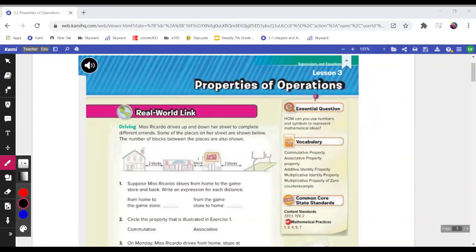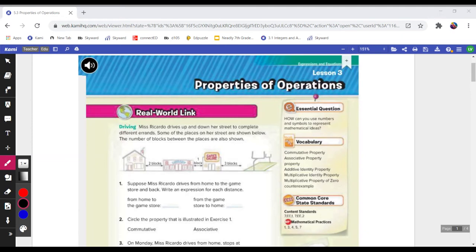Chapter 5, Lesson 3, Properties of Operations. Real world link. Driving. Miss Ricardo drives up and down her street to complete different errands. Some of the places on her street are shown below. The number of blocks between the places are also shown.